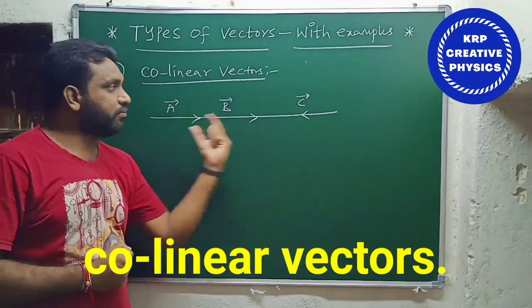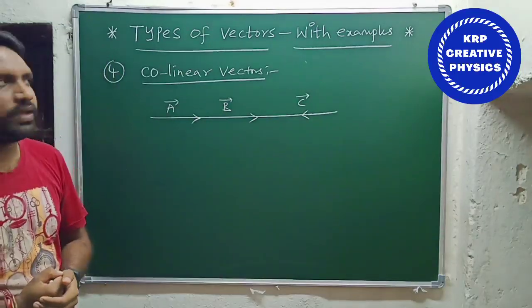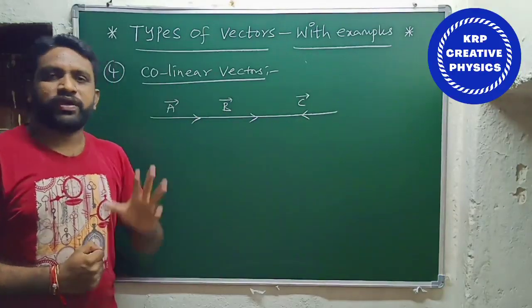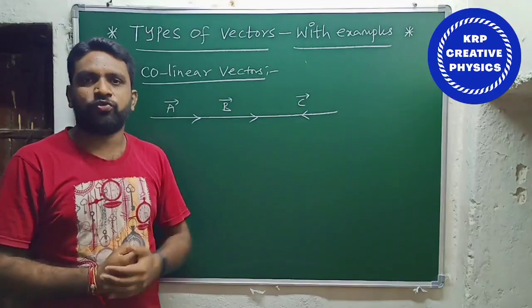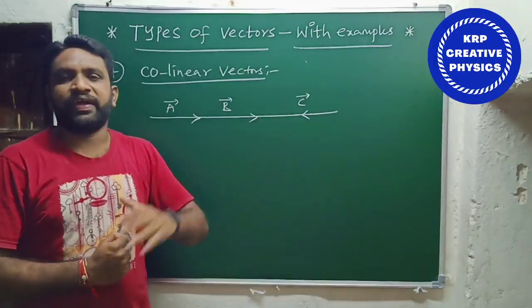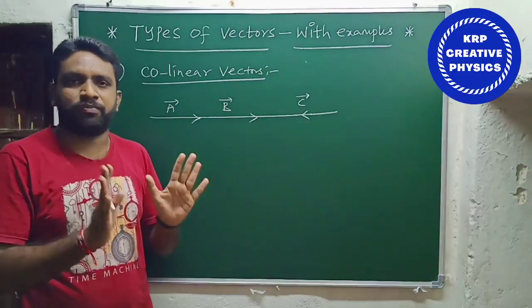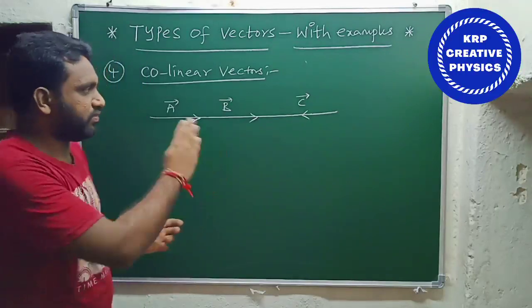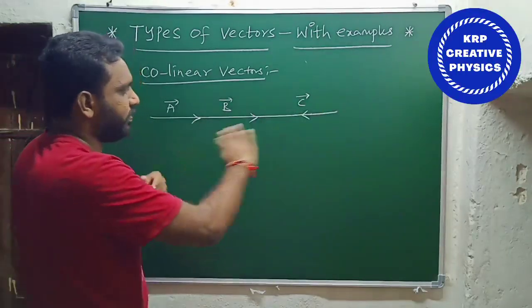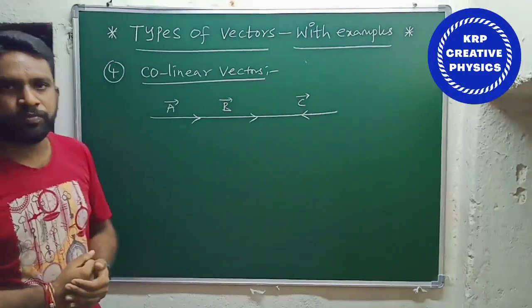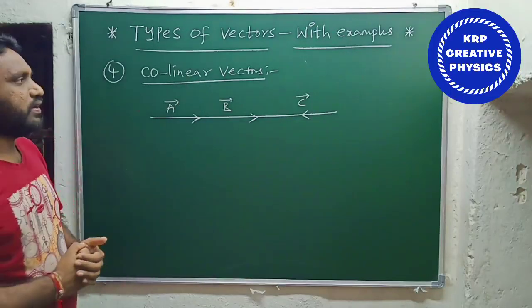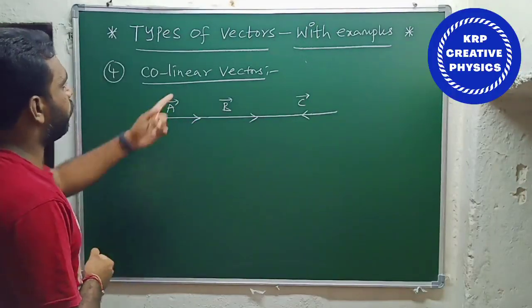They are lying in the same line. So then these vectors are said to be collinear vectors. Here we don't need to consider their magnitude or their direction. Without considering the magnitude and direction, it is very simple. If more than one vector is lying in the same line, then they are said to be collinear vectors. So these three are examples of collinear vectors.